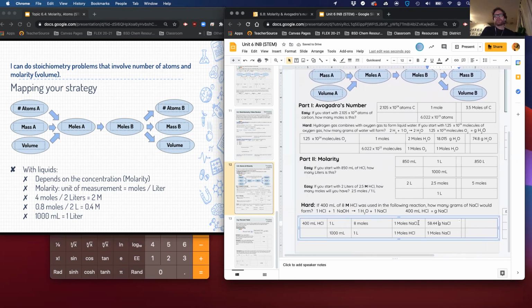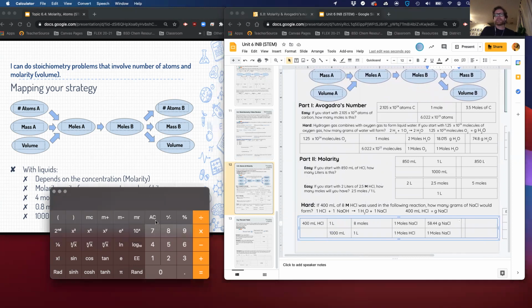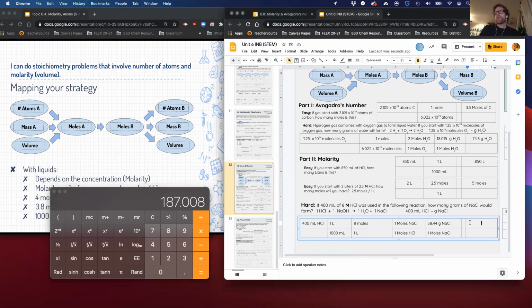Last step, multiply straight across and then divide. So here I go, 400 times 1 times 8 times 1 times 58.44, and then I'm going to take that and divide it by 1,000, and bam, I get 187 grams of NaCl. And that, my friends, is my final answer.